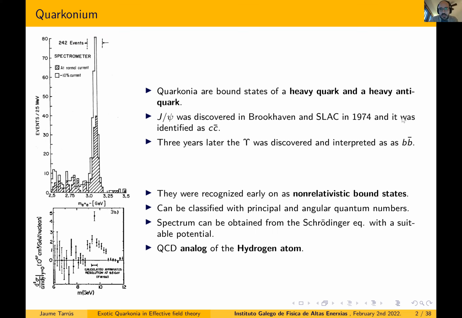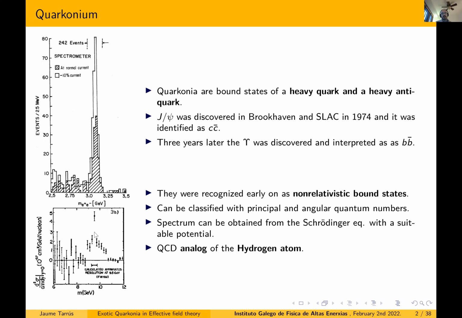And the first of this kind of state which was discovered was the J/psi, which was discovered almost at the same time at Brookhaven and SLAC in 1974. And this was identified as a charm and anti-charm. In this figure, from one of the original publications, you can see this peak corresponding to the mass of the J/psi around 3.1 GeV. Then a few years later, the upsilon was discovered, which is the analog state in the bottom and anti-bottom sector. And again, here is one of the figures from the original publication, where this peak corresponds to the mass of the upsilon 1S. These are around 9.5 GeV.